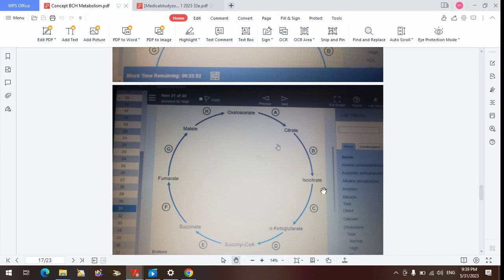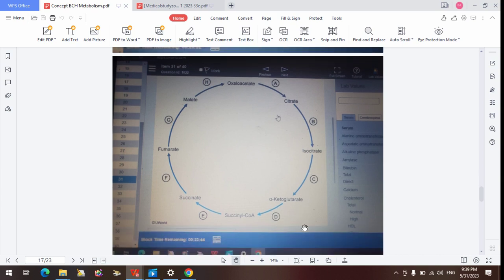So it is when citrate is now going to isocitrate, that's where you generate your first NADH. Isocitrate moving to alpha ketoglutarate, you generate your second one. No, no. Wait, I think there's a mistake there. Citrate to isocitrate doesn't generate it. Isocitrate going to alpha ketoglutarate generates the first NADH. Yeah, thank you.